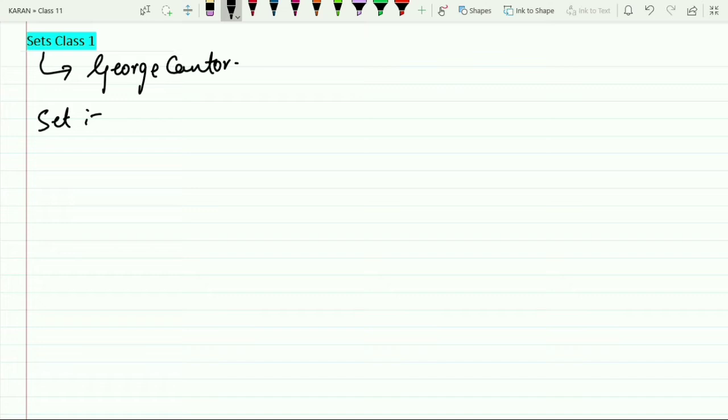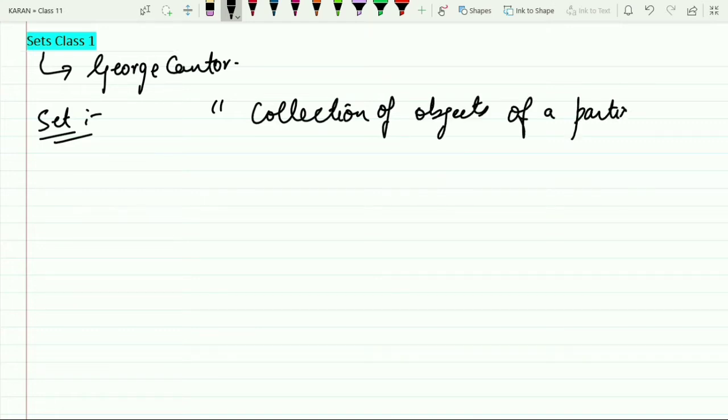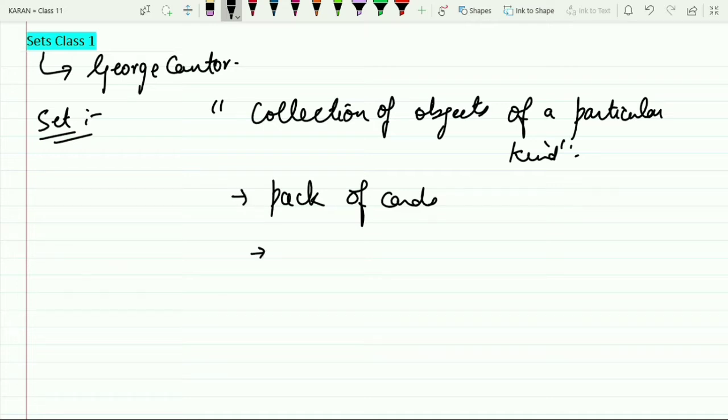But before discussing what a set is, let me discuss a few things. In day-to-day life, if I say go and make a collection of objects of a particular kind, what do I mean by objects of a particular kind? If I say go and collect the pack of cards, you will go and collect all the cards. If I say go and make the collection of a cricket team, you'll go and make the collection of a cricket team, and so on.